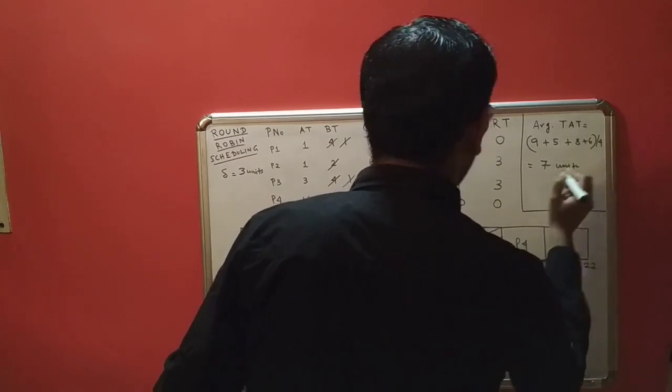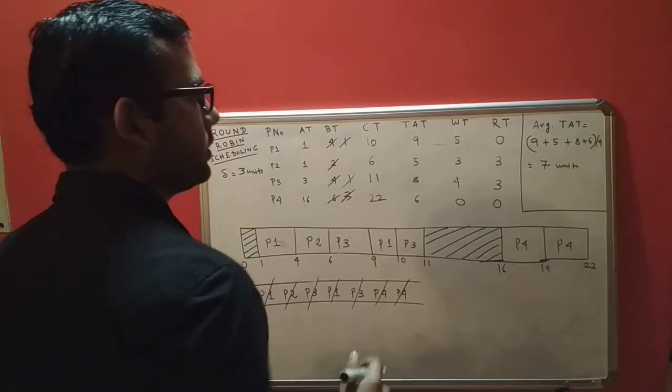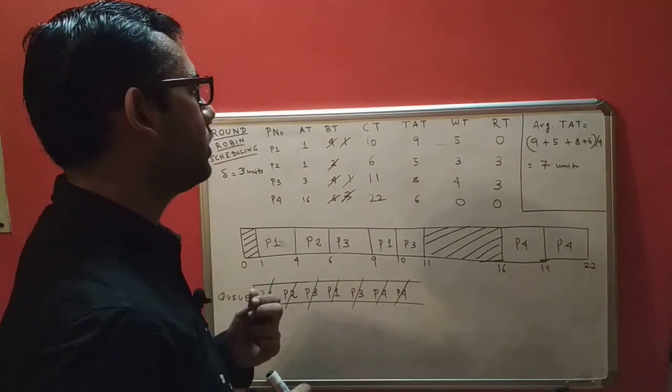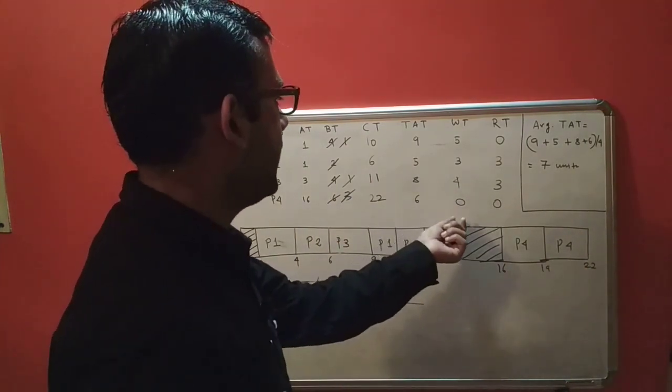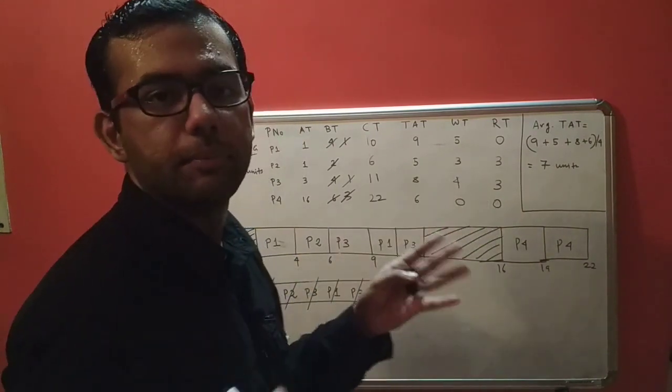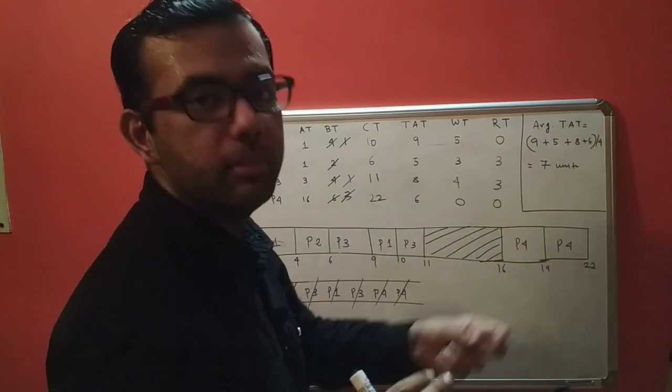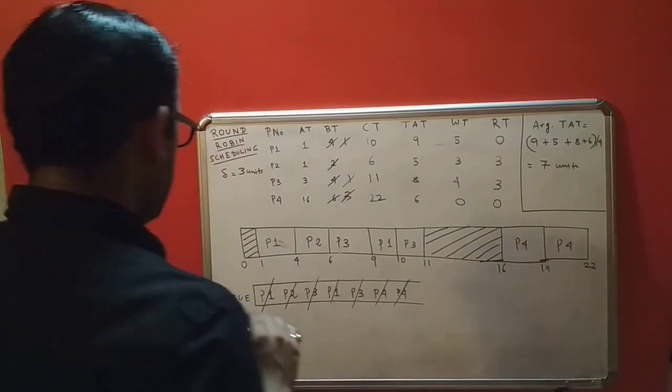Similarly, you can find the average waiting time and the average response time as well. Now, one thing to note here is, for preemptive scheduling algorithms, the waiting time and the response time will not be the same. But for non-preemptive scheduling algorithms, the waiting time and the response time are exactly the same.